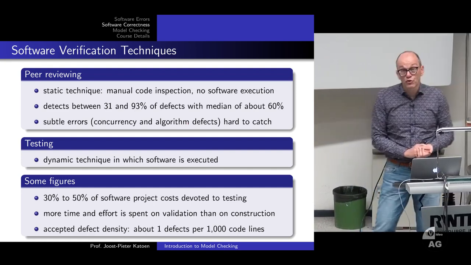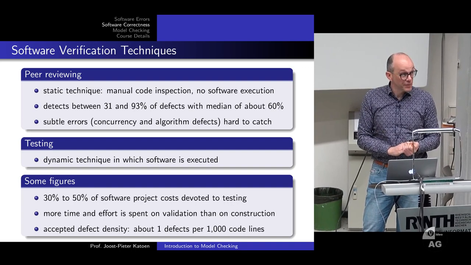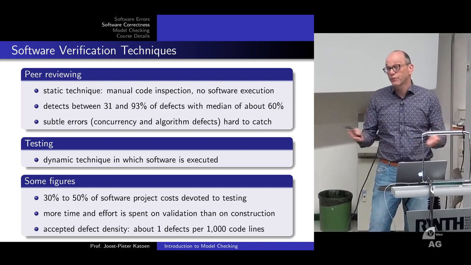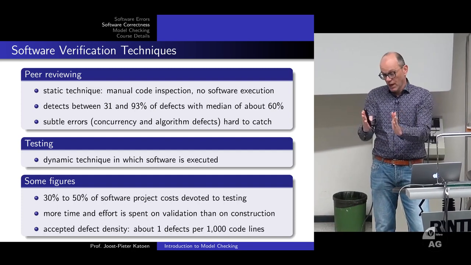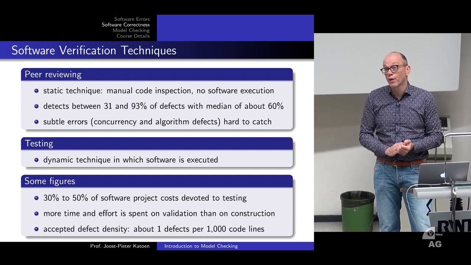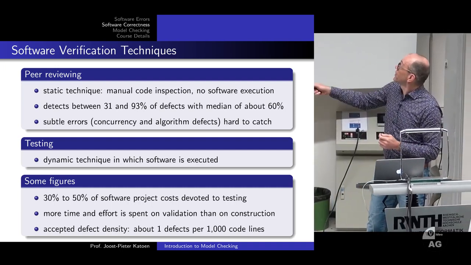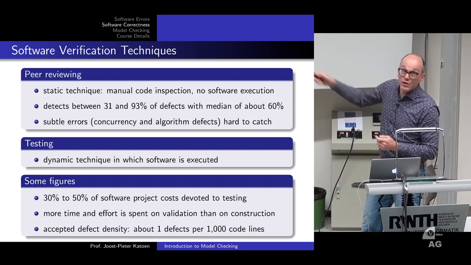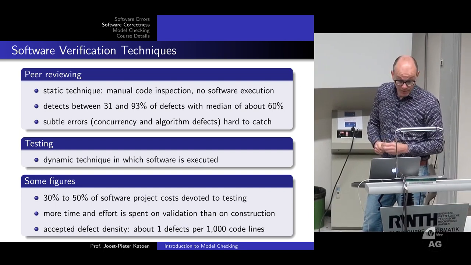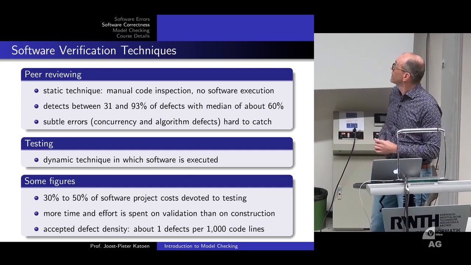Okay, but of course, in order to do this exhaustively, you need many and many tests. In particular, it could be the case that you need infinitely many tests. So people take some arbitrary set, do some selection, and based on that, they decide whether the software is okay or not. So this is a dynamic technique. You really run the software. That's the difference with the peer reviewing. But of course, you are limited to the test cases you are considering.